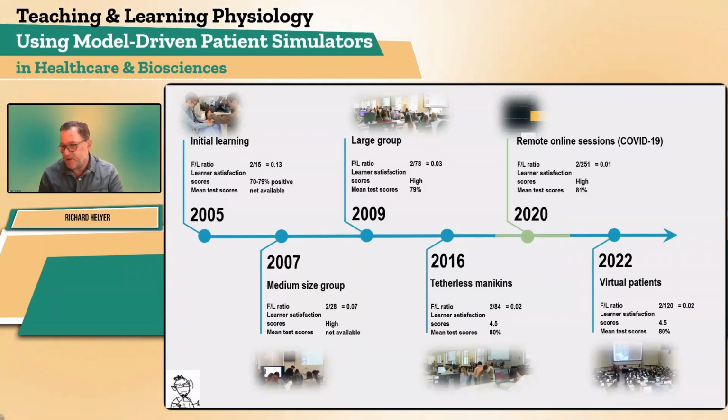But then we went to virtual patients, and we're going back to a ratio in 2022 of about 2 to 120, so about 0.02. Now we're up to full classes of getting up to 300 students, all getting one session. So one uniform session with an experienced member of faculty, and a very experienced specialist technician. So this is how we've really upscaled things, while maintaining learner satisfaction. So reducing the FL ratio, maintaining learner satisfaction. Can we have the next slide, please?